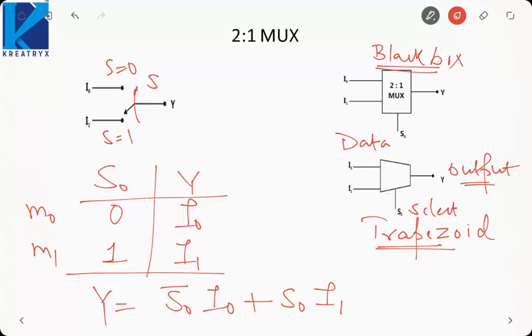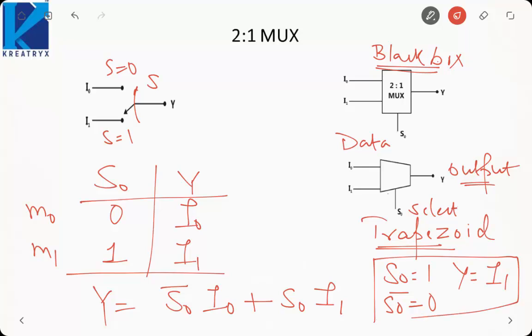Now if you substitute here S0 is 1, then S0 bar will be 0. So y will be equal to I1. Similarly, when S0 is 0, S0 bar is 1, y will be equal to I0. So this is my logic expression for the 2:1 multiplexer.